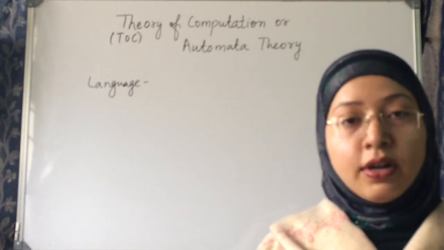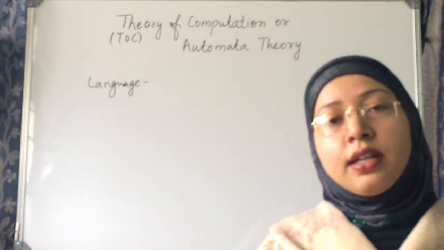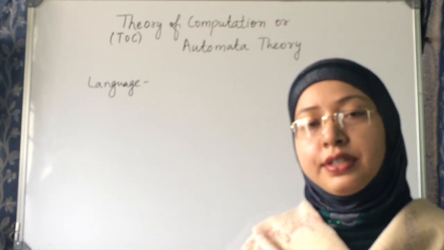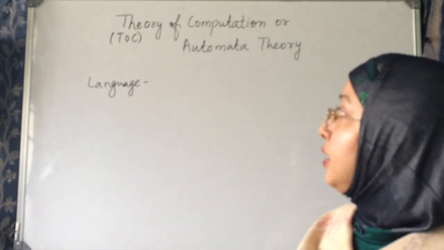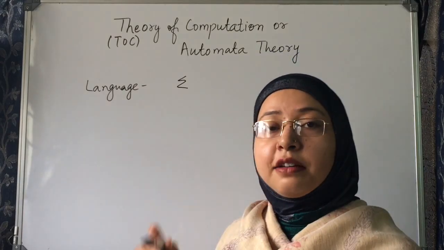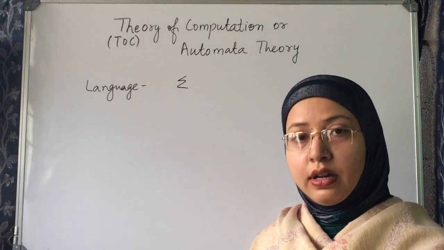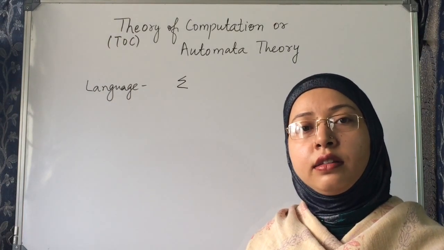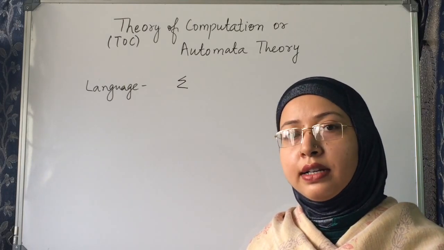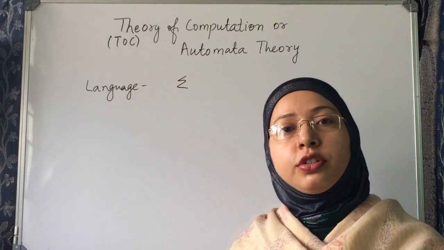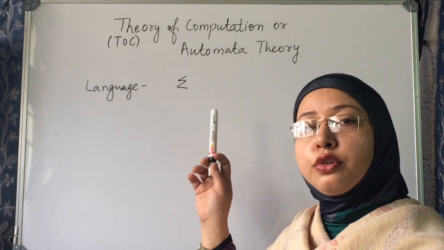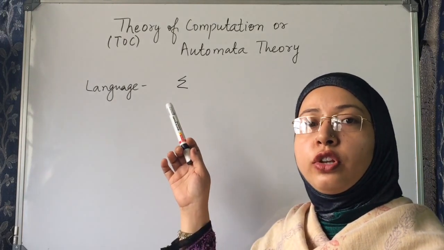Now we'll see what is language. Language is the description which is given for your set of strings. Suppose you are given that your alphabet is sigma. Sigma is used to denote your alphabet. In all theory of computations or grammar, you have seen in compiler design also, sigma is used to denote your alphabet, or you can say your input symbols. Write it in your notes.